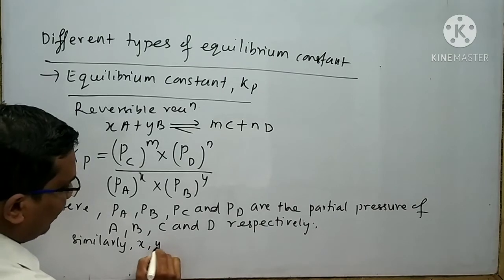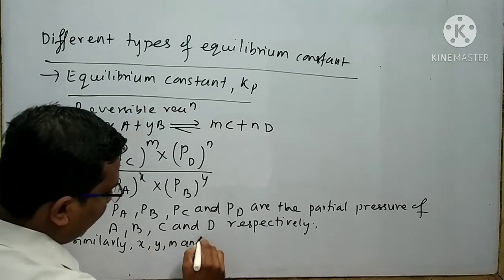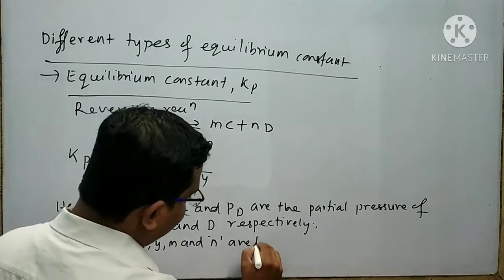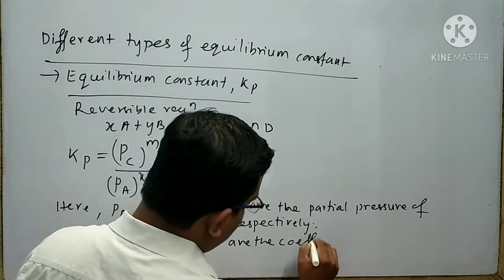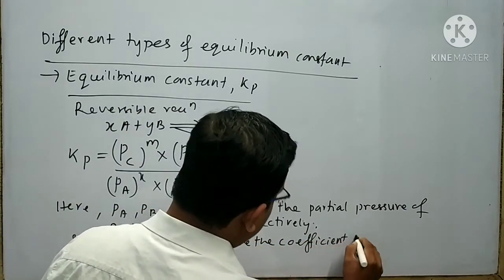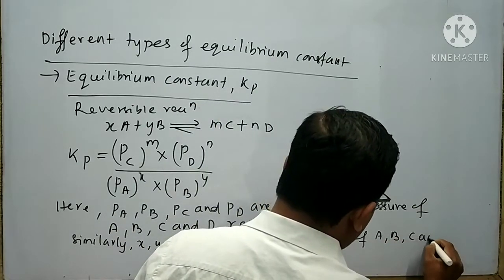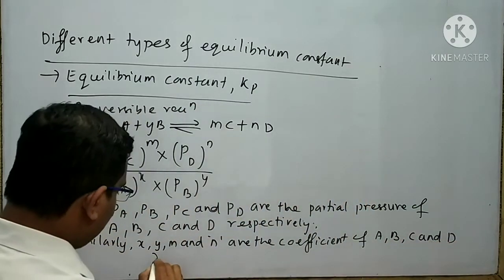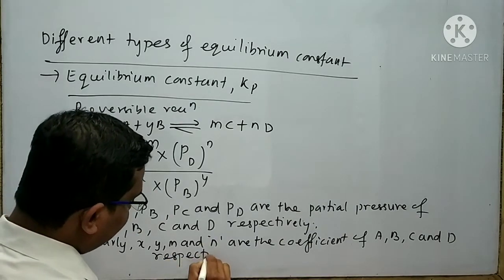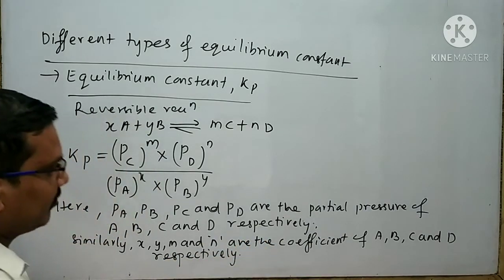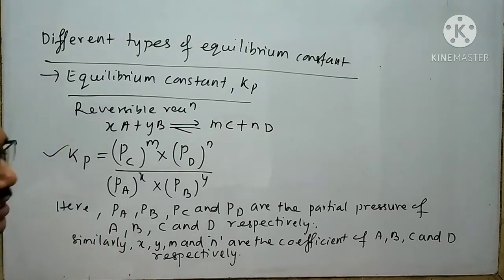X, Y, M and N are the coefficients of A, B, C and D respectively. This is the expression for Kp for this reaction.